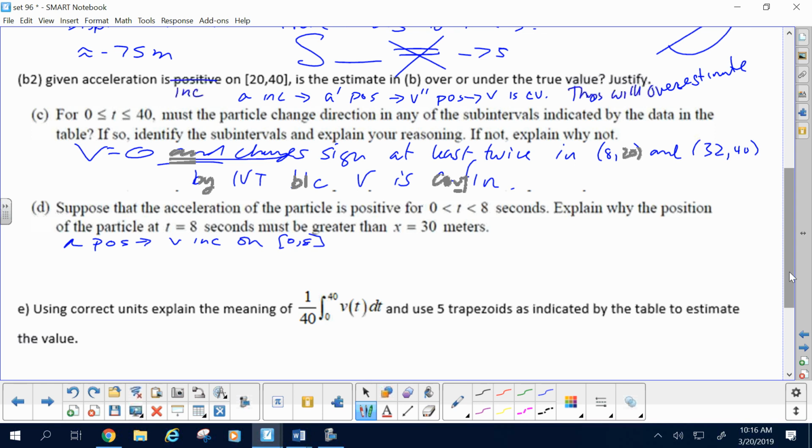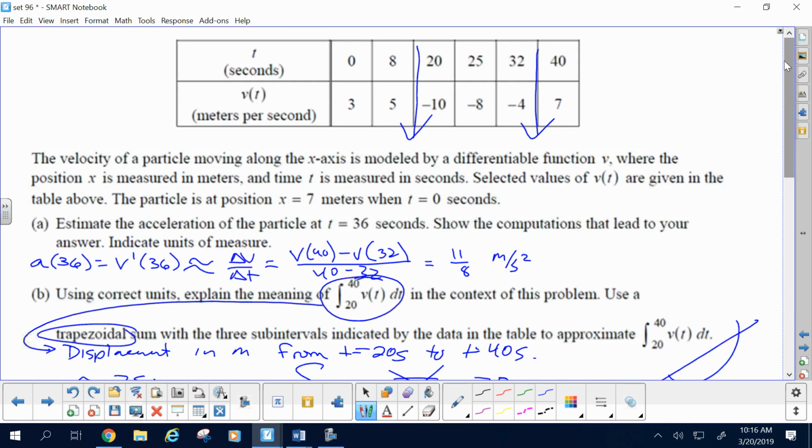Now V is increasing on 0 to 8. Then on 0 to 8, V must be at least 3 or more on the whole interval, right?